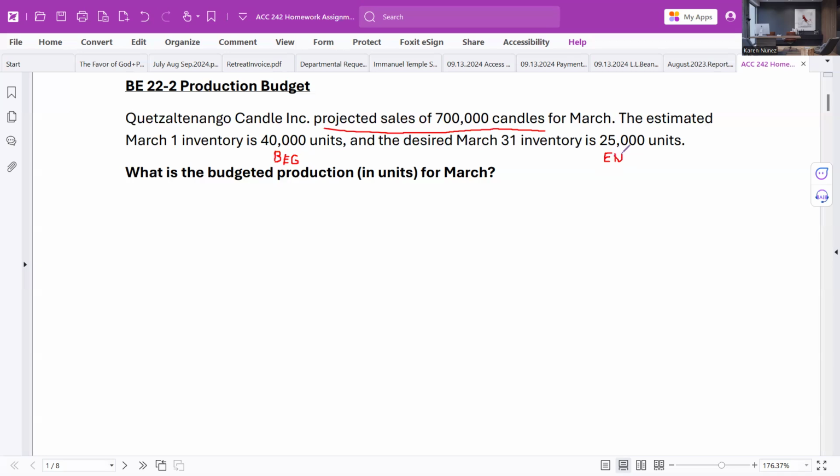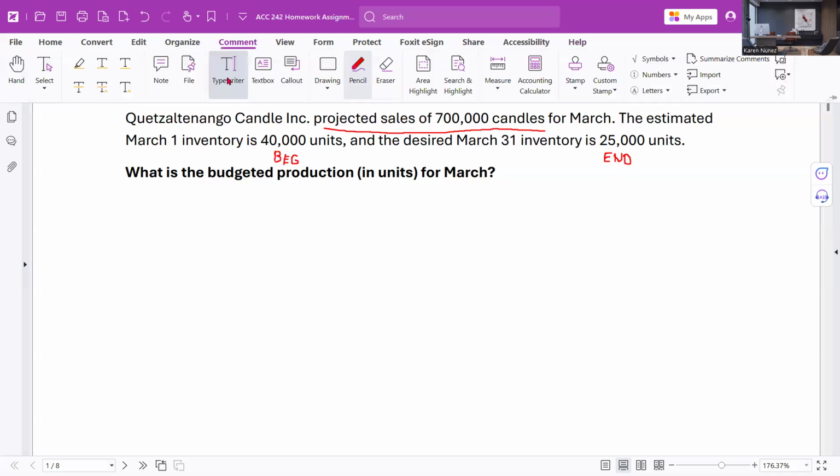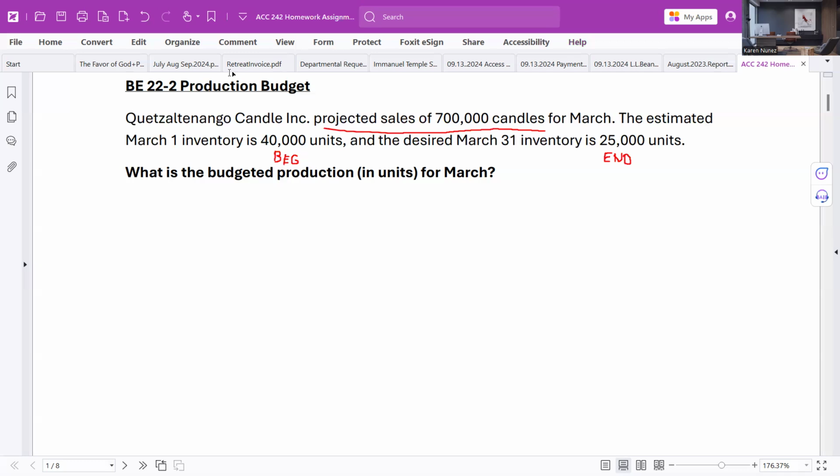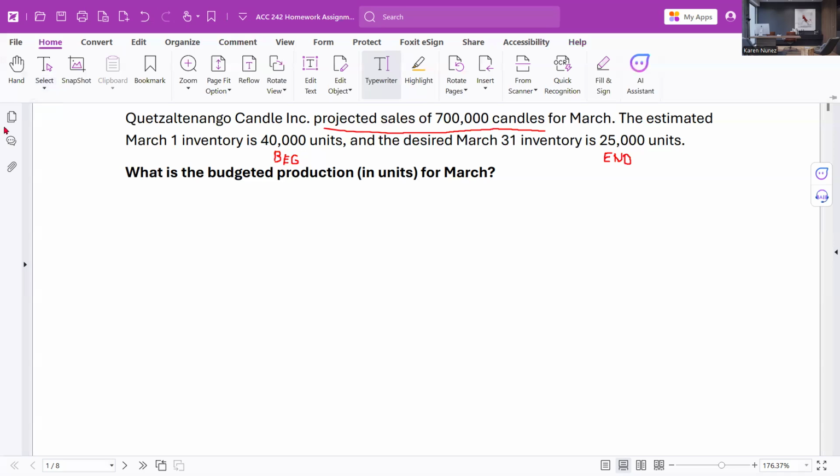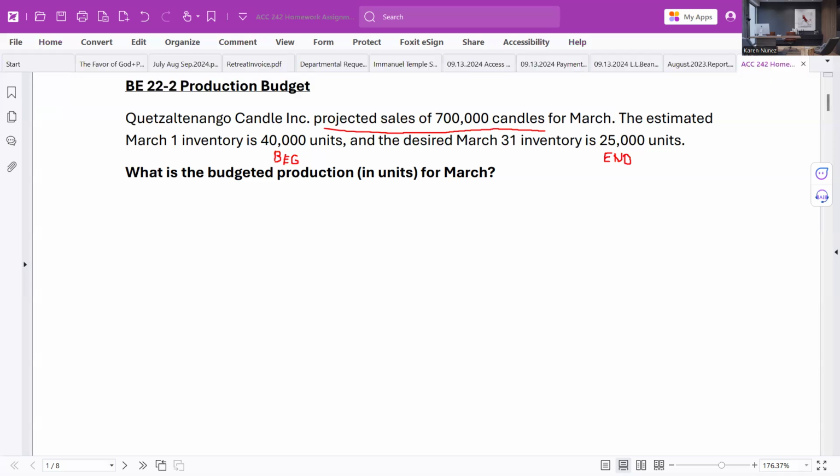So we've got the three components that we need: the sales, what they anticipate selling, what they'd like to have on hand at the end of the period, and what they expect to have on hand at the beginning of the period. And all we need to be able to do is put all of these components together, and then we'll be able to determine the number of units that should be produced.